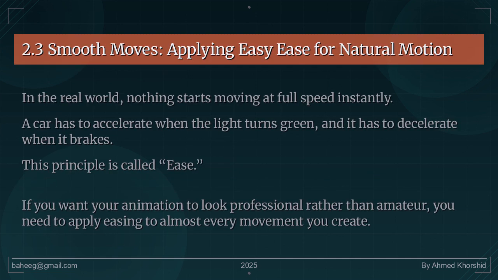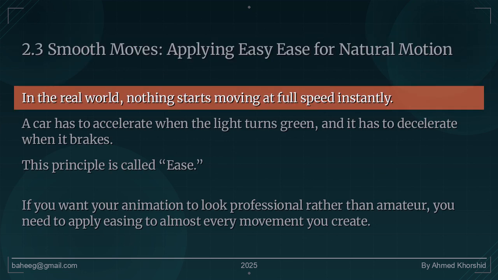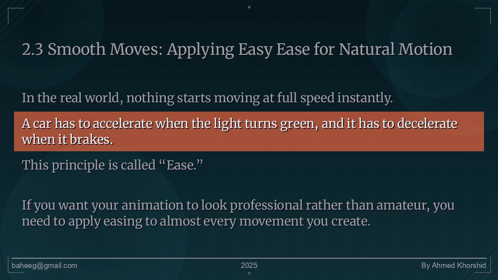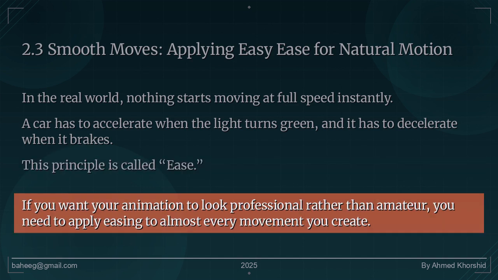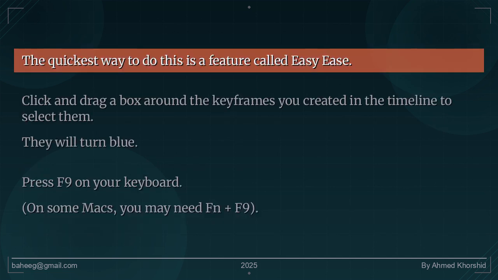2.3 Smooth moves, applying Easy Ease for natural motion. In the real world, nothing starts moving at full speed instantly. A car has to accelerate when the light turns green, and it has to decelerate when it brakes. This principle is called ease. If you want your animation to look professional rather than amateur, you need to apply easing to almost every movement you create. The quickest way to do this is a feature called Easy Ease.